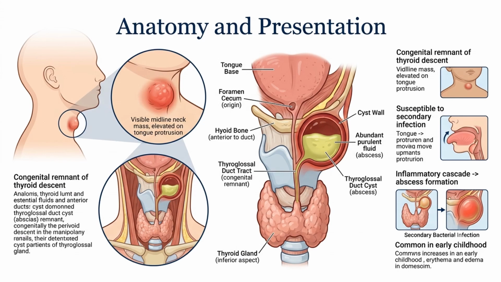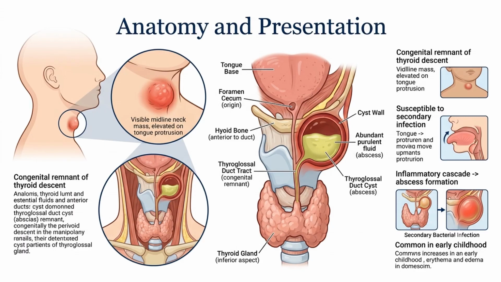A thyroglossal duct cyst is a congenital vascular and luminal remnant originating from a descent of the thyroid gland during early embryonic development. While these benign midline cervical masses frequently remain asymptomatic during early childhood, they are highly susceptible to acute secondary bacterial infections. When pathogens infiltrate this fluid-filled epithelial cavity, the resulting inflammatory cascade transforms the benign lesion into an acute thyroglossal cyst abscess.